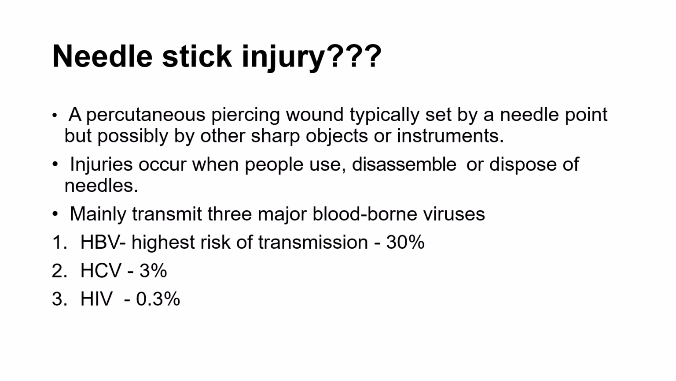So this is a multiple choice question. Which virus has the highest risk of transmission? It's HBV, hepatitis B virus, 30%. HIV has the least risk of transmission, 0.3%.